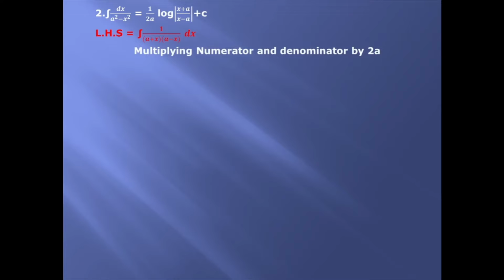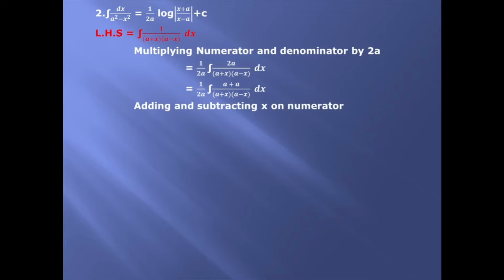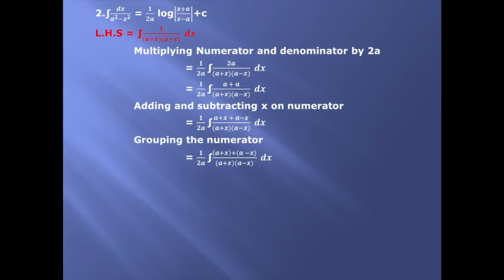Then multiplying numerator and denominator by 2a, we'll get 1 by 2a integral 2a by a plus x into a minus x dx. Then separating it, a plus a in the numerator, adding and subtracting x on the numerator, we'll get 1 by 2a integral a plus a minus x by a plus x into a minus x dx. So grouping again, we'll get the same a plus a minus x, then separating them with the common denominator, we'll have 1 by 2a integral 1 by a plus x minus 1 by a minus x dx.